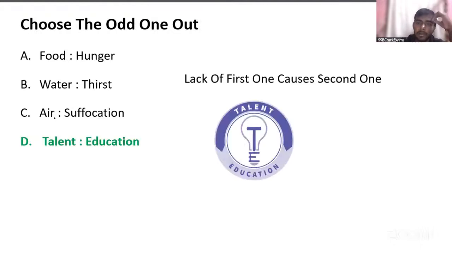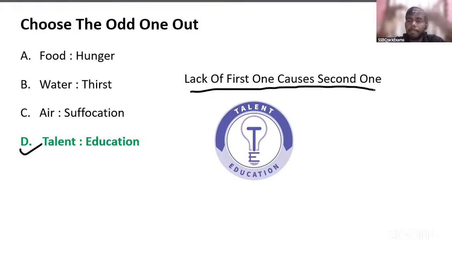Let me check. Yes. Or in lay language, you can say this is the thing. Whatever the exam papers in the CDS or the NDA, I think maybe in future the CDS also will have these kinds of questions. So, lack of the first one: if you are not having food, then there will be hunger. If water is not there, thirst will be there. If air is not there, suffocation will be there for sure, right? It is a simple sentence you can understand: lack of the first one causes the second one. If you are not having the first one, you will face a problem in the second one.